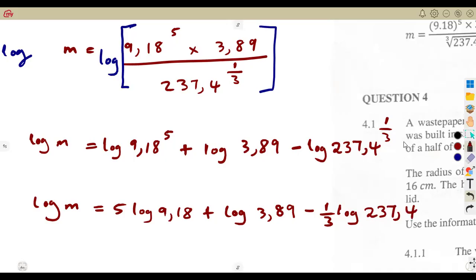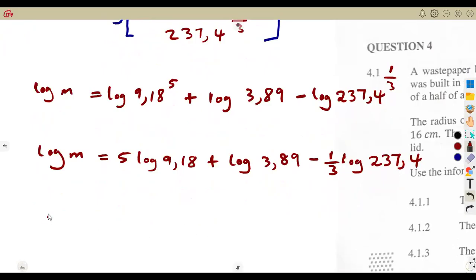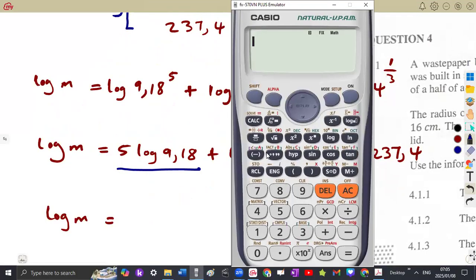237,4. So this is where you are. At this stage, you are going to simplify each log. Just try to simplify each. You simplify this. 5 log 9,18 on your calculator, guys. You can simply use your calculator, each and every part. Remember, we already fixed our calculator to 3 decimal places, so whatever you're going to have is to 3 decimal places.